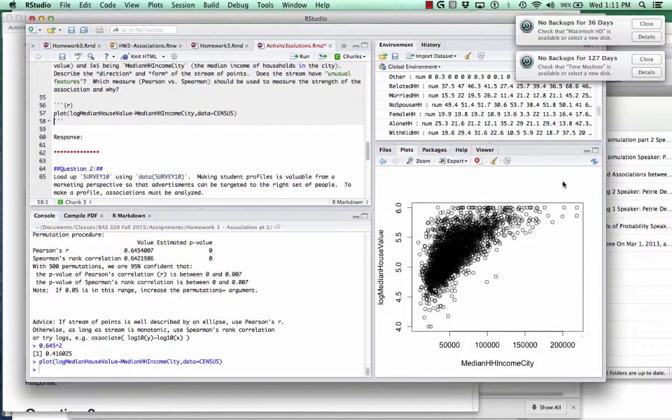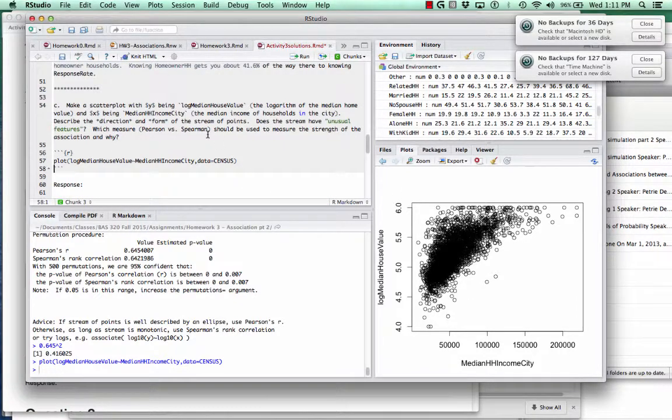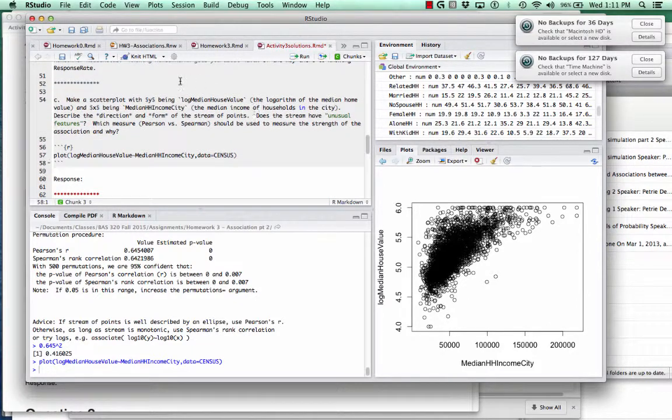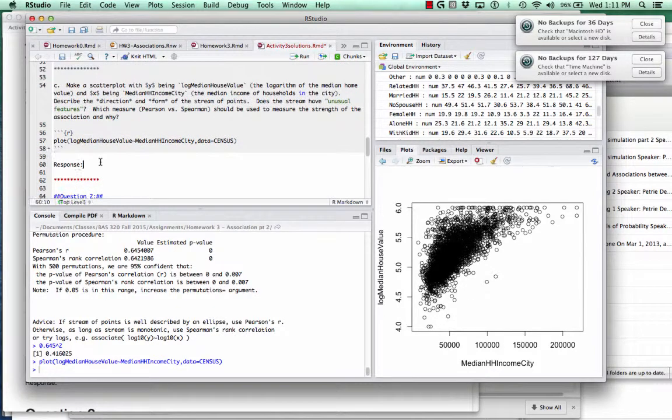Larger values of x are typically found with larger values of y. The trajectory is heading up and to the right. And what we're being asked is to describe the direction and form of the stream of points. Does the stream have unusual features? Which measure of Pearson versus Spearman should be used to measure the strength of the association and why?